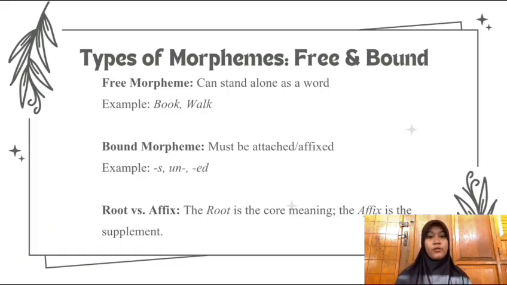Second, we have bound morphemes. Unlike free morphemes, they cannot stand alone. They must be attached or affixed to another morpheme to make sense. Examples include the suffix -s for plural, the prefixes un- or pre-, and the suffix -ed for past tense.